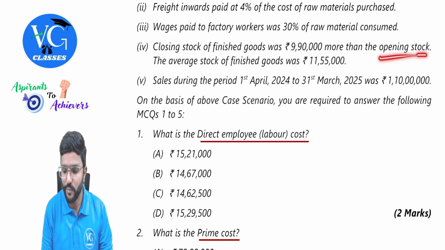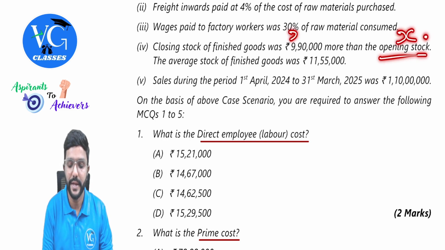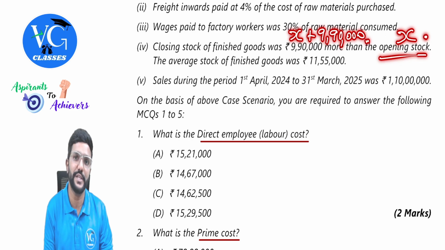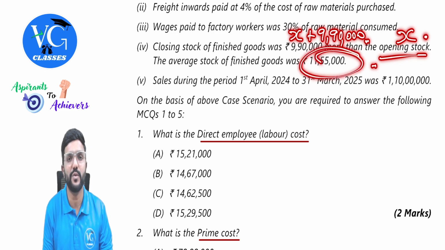Guys, if I assume opening stock as X, then what would be the closing stock? Closing stock would be X plus 9,90,000, correct? Because closing stock is 9,90,000 more than opening stock. So if I assume opening stock as X, closing stock would be X plus 9,90,000. And average stock, they have given it as 11,55,000. Easy to calculate opening and closing now, sir.